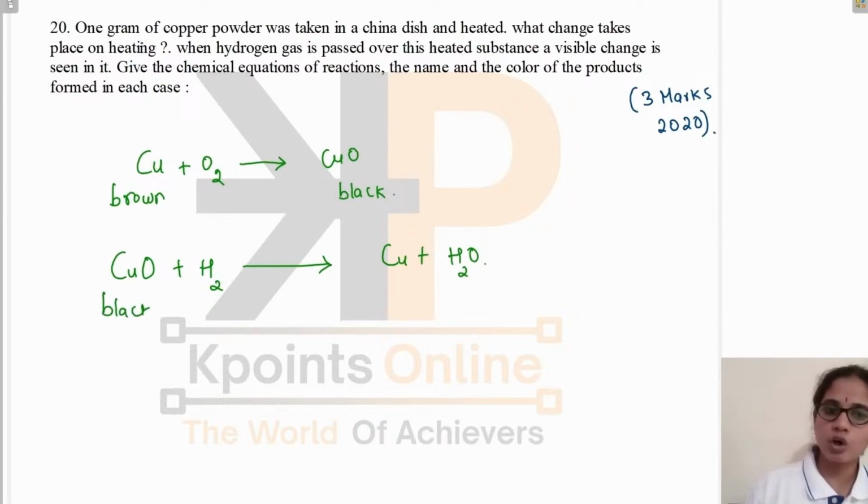Again, the black copper oxide turns brown in color. This is the reverse of this reaction. Here it has undergone oxidation. Here it has undergone reduction to form copper again.